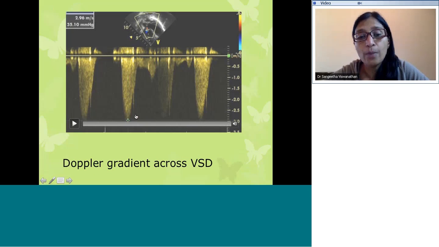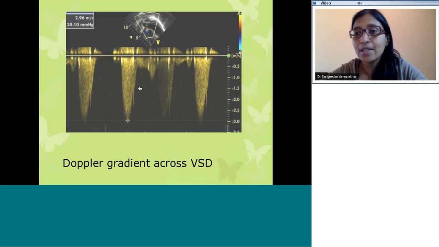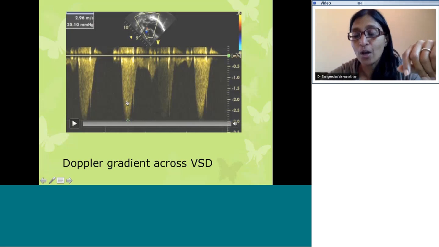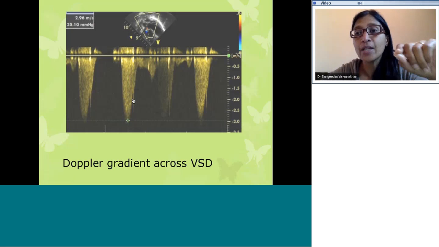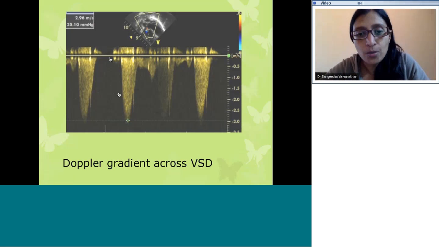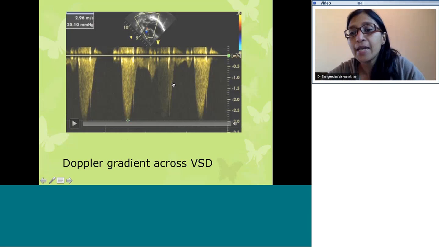This is the Doppler gradient across that VSD. It's 35. Okay. See, normally a standard VSD, if you get a 35 gradient, you wouldn't call it restrictive. But in tetralogy of Fallot, you usually never find a gradient, right? So the VSD is usually huge. There is no pressure gradient across the VSD because the two chambers are at equal pressure. So the presence of any significant gradient like this indicates restriction.